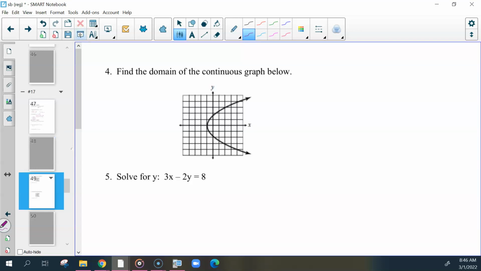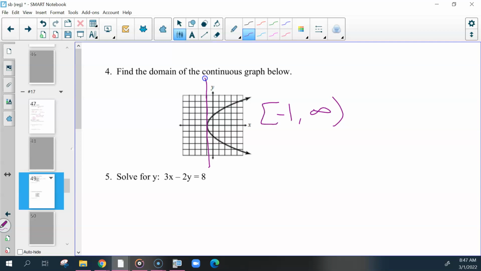And then number 4, we needed to find the domain of this. You could write this in interval notation or in set builder notation, either way. Reading left to right, the furthest point left on this graph is at -1. So in interval notation, what would this be? -1 to infinity. Parentheses, brackets. Parentheses for the infinity.